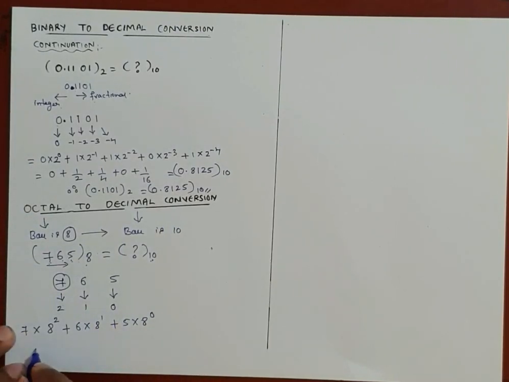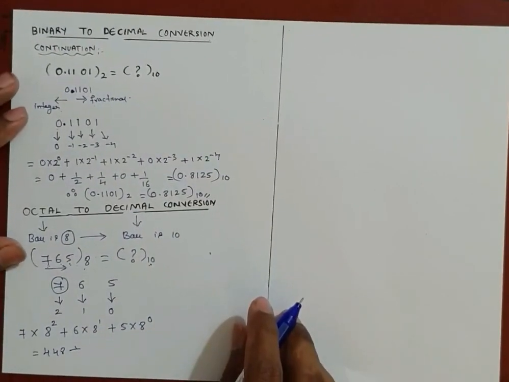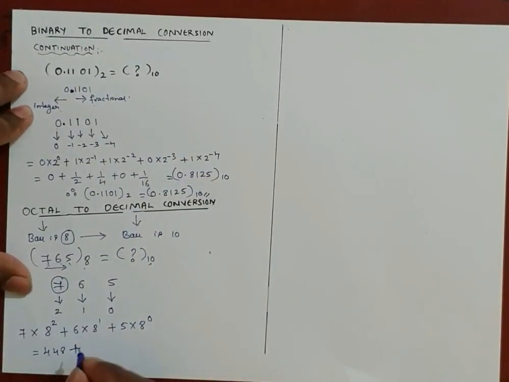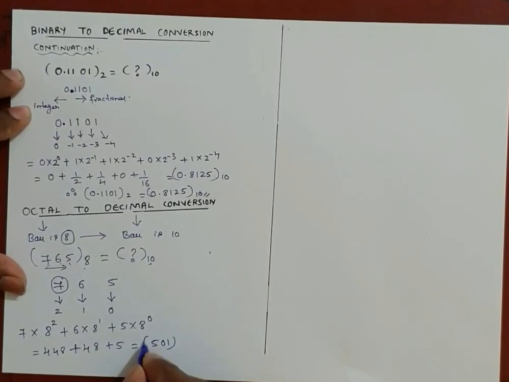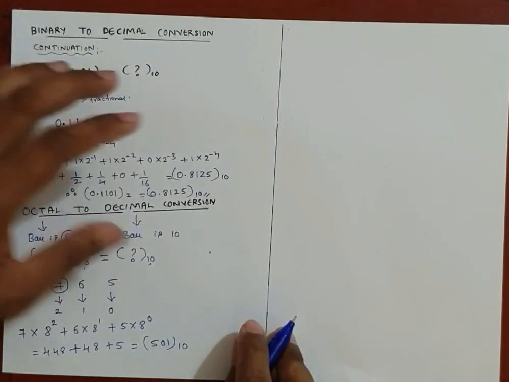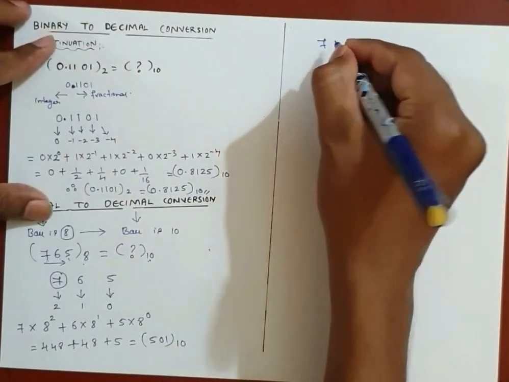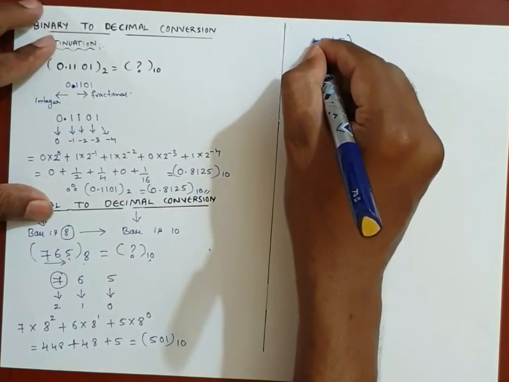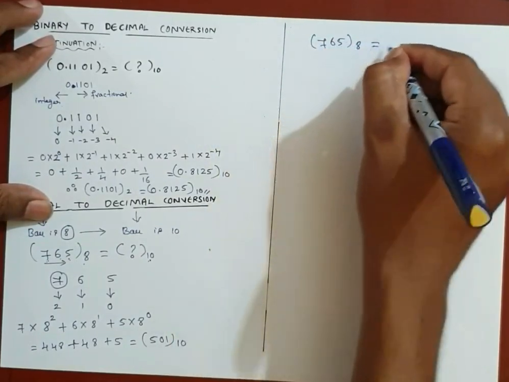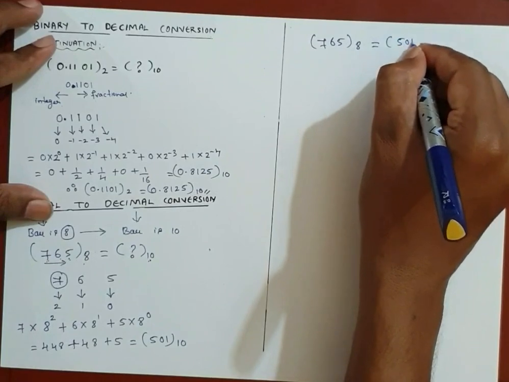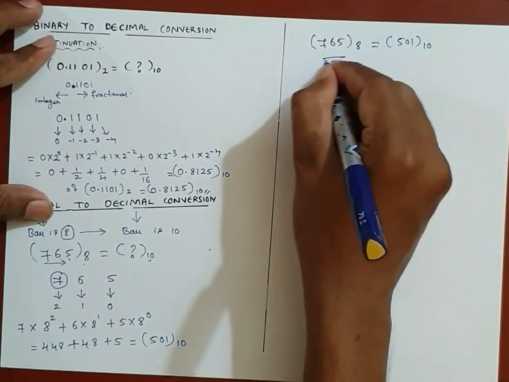So if I simplify this, this will be 448 plus 48 plus 5, which is equal to 501 to the base of 10. So 765, which is in octal, will be equal to 501 in decimal.